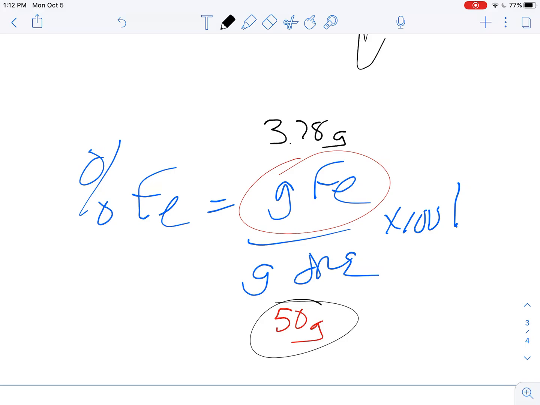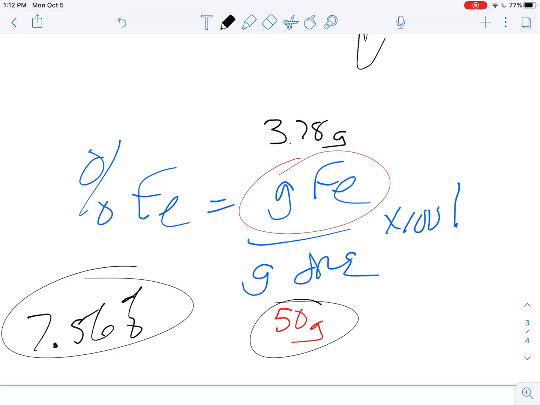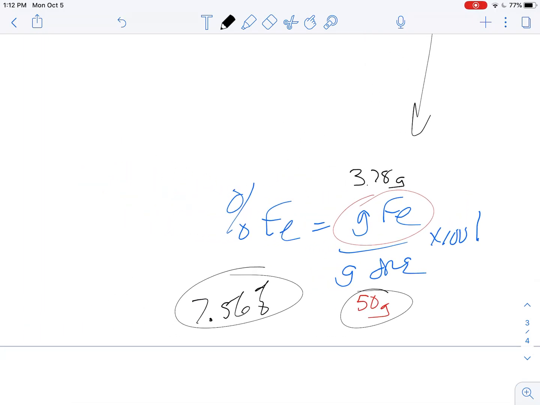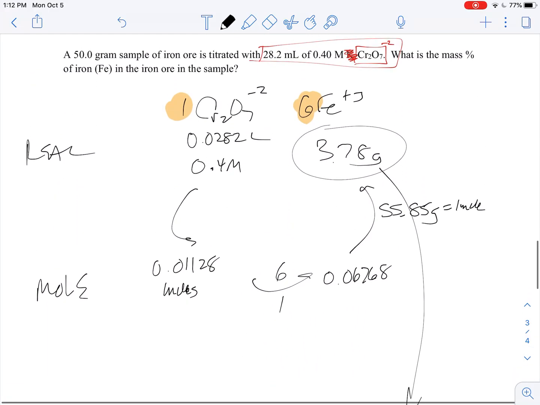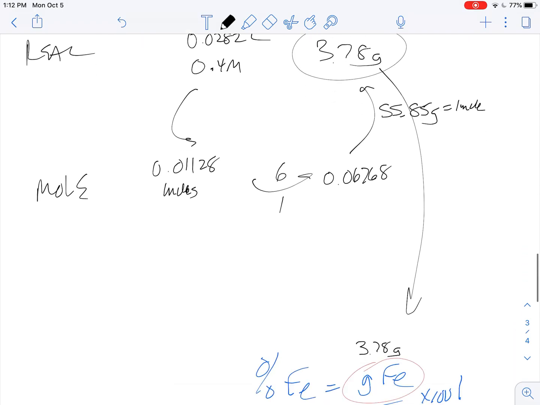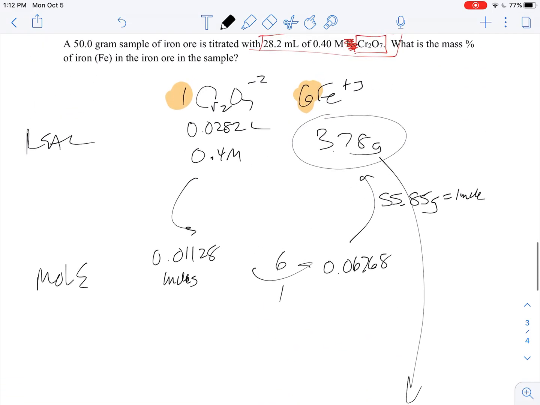So divide that by your 50, and you get about a 7.56% by mass sample. 7.56% that's actually iron. So 92+% of that ore is stuff that you're not interested in if you're interested in the iron. Only 7.56% of it is actually the iron. So again, what you're doing is creating an equation where you are selecting one of the things that you care about, figuring out what that one is, and then comparing it to the total.